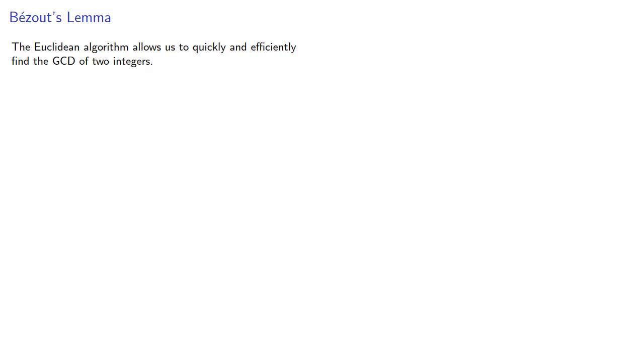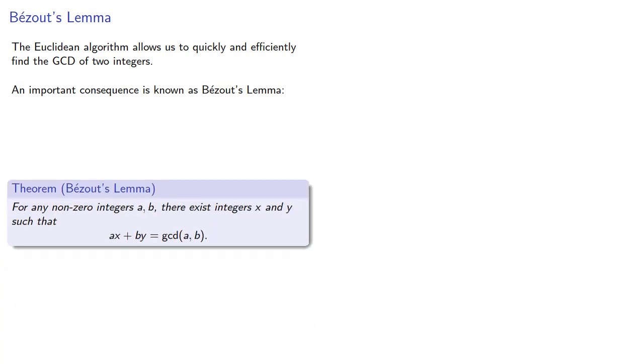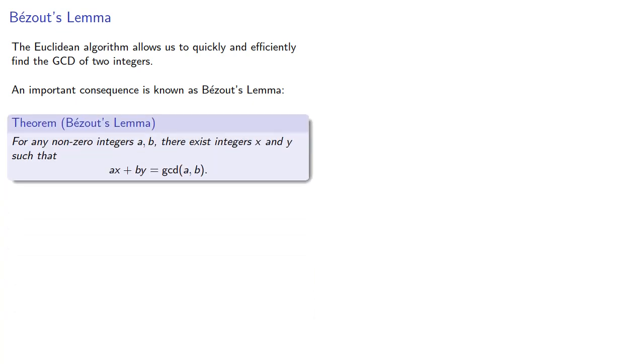The Euclidean algorithm allows us to quickly and efficiently find the greatest common divisor of two integers. An important consequence is known as Bezout's lemma. For any non-zero integers a and b, there exist integers x and y such that a linear combination of a and b gives us the greatest common divisor.